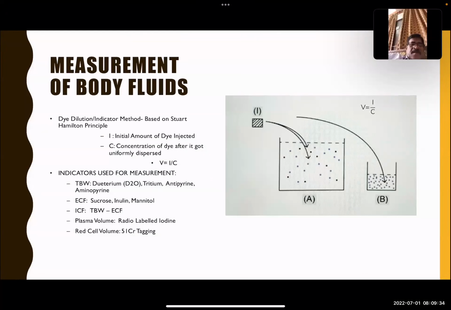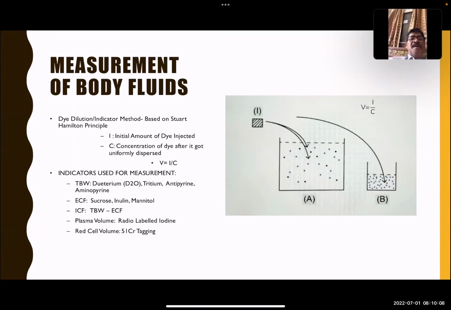Measurement of body fluids. We can measure the amount of body water present in our body by a principle called the Stewart-Hamilton principle. It is a dye dilution indicator method in which a small amount of dye is instilled in our body, which gets distributed to all compartments of our body. So the formula is V equals I by C, where I equals the initial amount of dye injected, and C is the concentration of dye after it got uniformly dispersed.